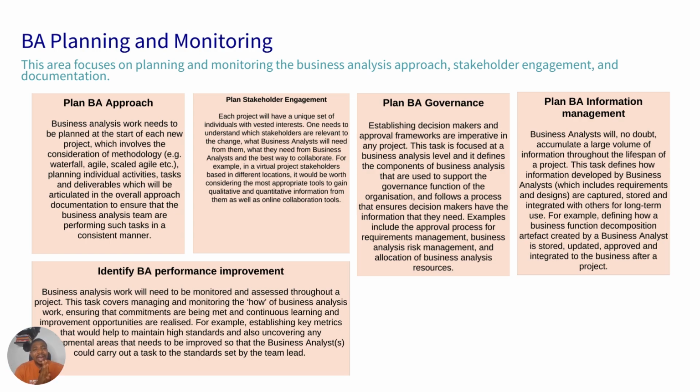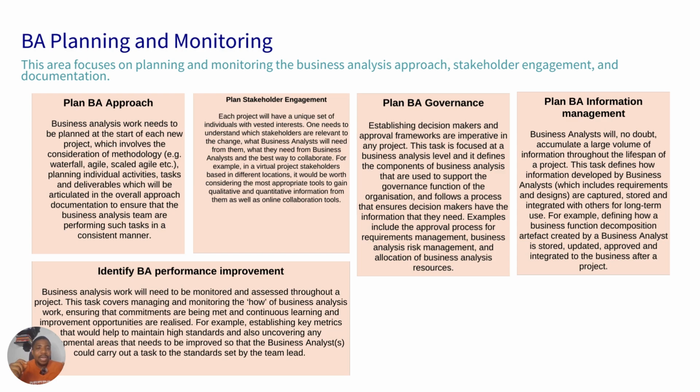All of this. And we have five major tasks that you do under the BA planning and monitoring knowledge area. The first one is to plan the business analysis approach. This is where at the start of a new project, you have to consider the methodology you'll be using. Is it going to be a waterfall methodology? Is it going to be agile? Right? You plan the individual activities and the tasks, and what deliverables you are going to be giving out on this project. What are the artifacts? Artifacts are the documentation that you'll be generating in the course of being a BA on this project. This is where you plan your approach, right? You map everything out strategically and tactically.